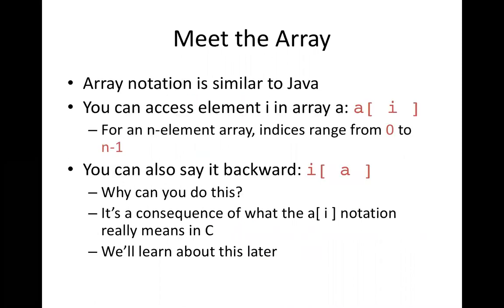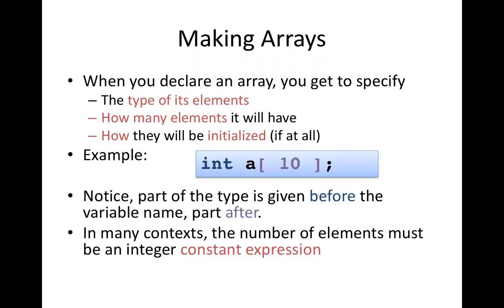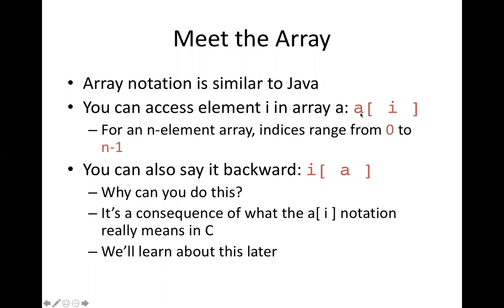How do you use it? The notation is just like Java. If you put the name of the array in front and then an index inside square brackets, that's how you access individual elements of the array. And just like Java, the indices range from 0 up to the size of the array minus 1. So if you made a 10 element array of ints like this, you could access a with 0 inside square brackets, all the way up to a with 9 inside square brackets to access all 10 of its elements.